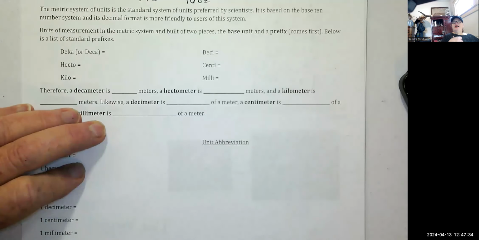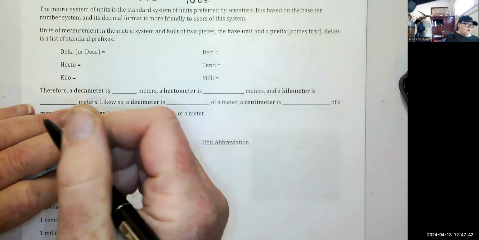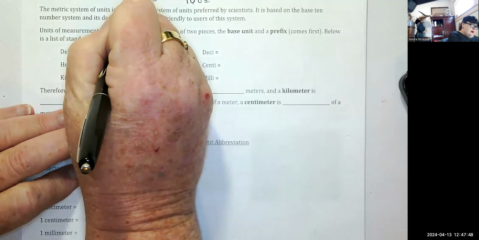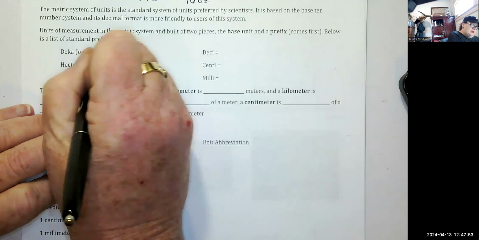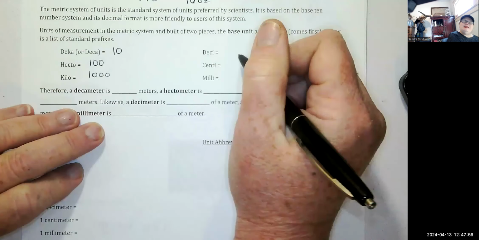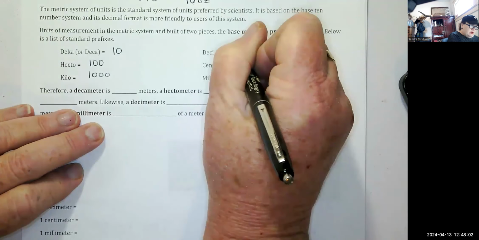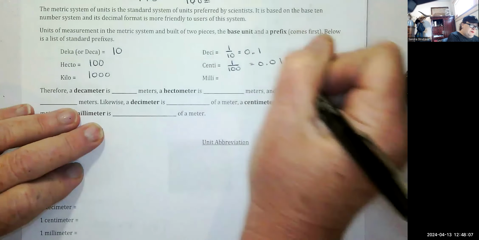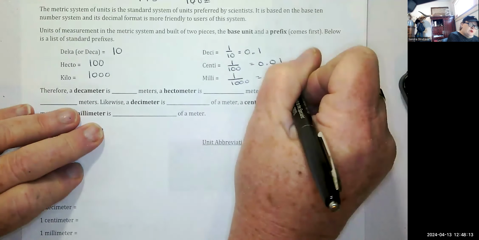In my next class, I'll actually provide you with a whole conversion sheet that provides you all of these. So there's deca, depending on how it's spelled, and that means 10. Hecto means 100. Kilo means 1,000. Deci means 1/10 or 0.1. Centi means 1/100th or 0.01. And then milli means 1/1000th or 0.001.